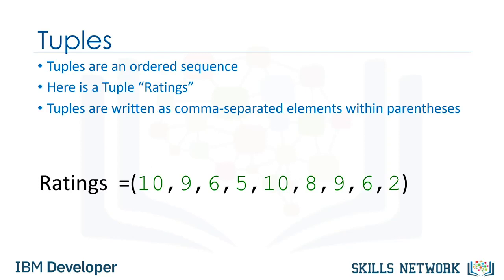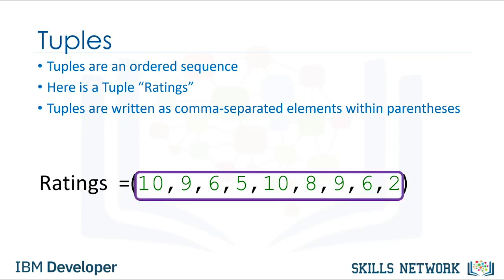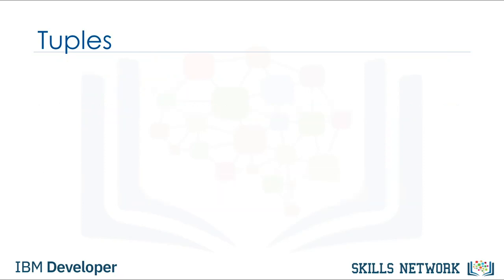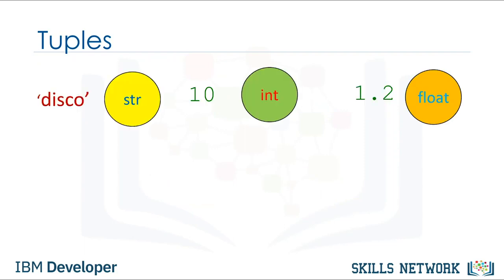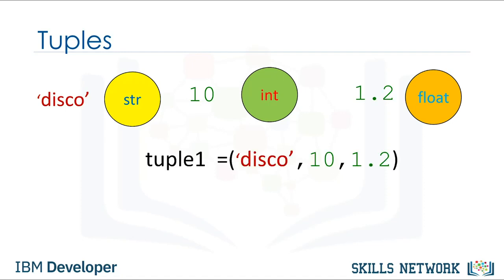Here is a tuple ratings. Tuples are expressed as comma-separated elements within parentheses. These are values inside the parentheses. In Python, there are different types: strings, integer, float. They can all be contained in a tuple, but the type of the variable is tuple.